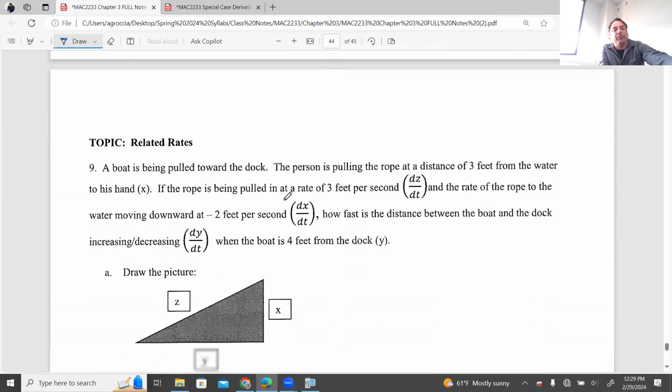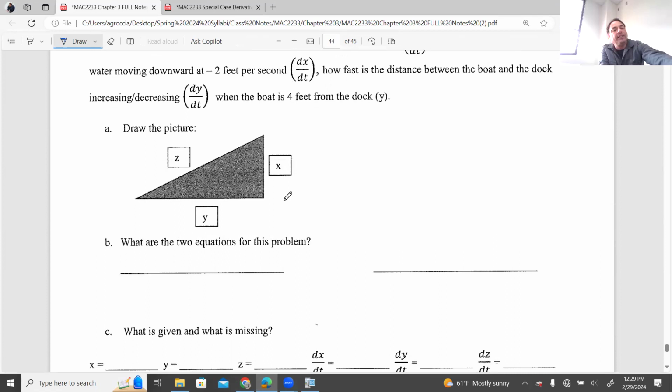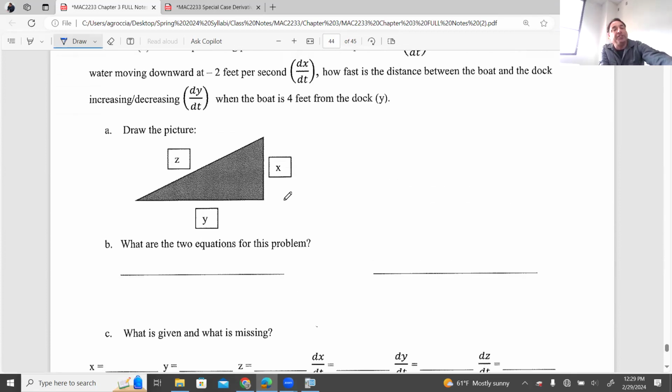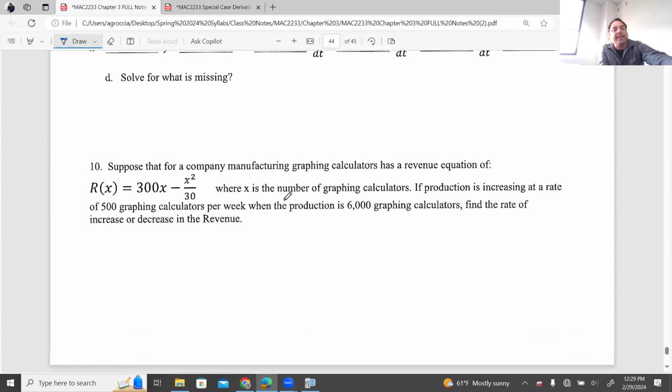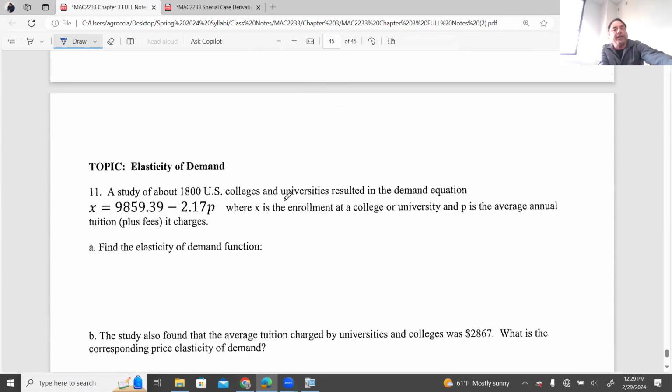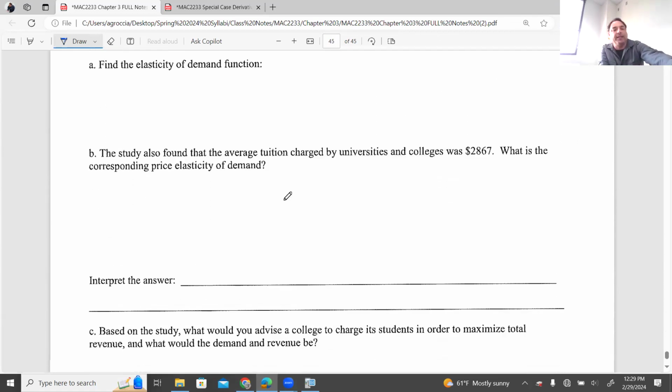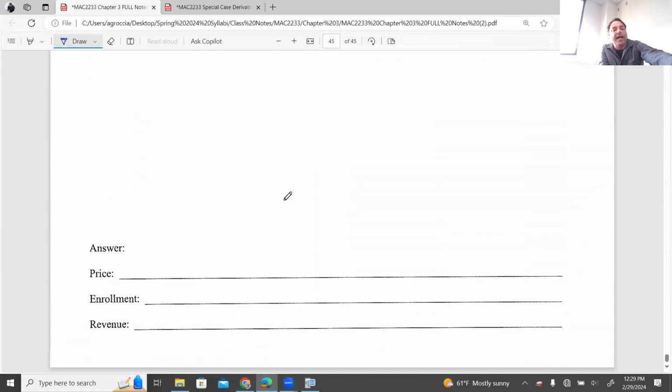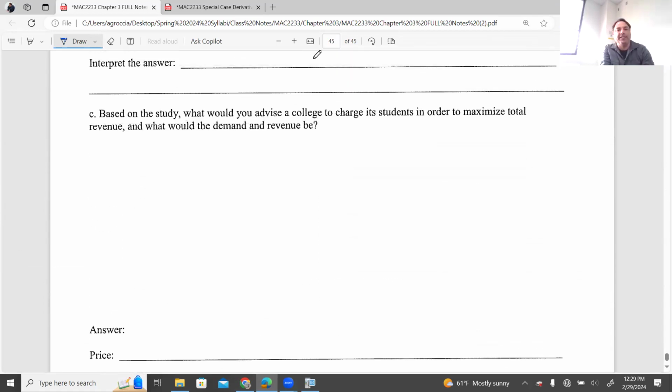And then we did related rates. The first one's the classic type related rates problem. Notice the structure, notice the setup, notice the way it's written, all of that. And then the same related rates, but with revenue as we did in class, number 10. And then the one we did today, elasticity of demand, kind of the same structure, having you interpret, having you write sentences.